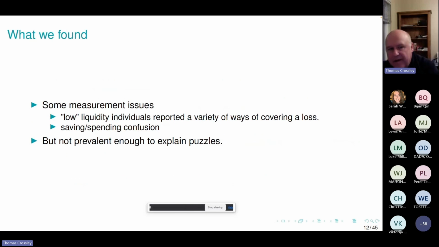So what did we find? Well, we did find some evidence of measurement issues. In particular, we did find that some low liquidity individuals reported alternative ways of covering a loss that suggests that they're more liquid than you would think from just looking at their assets or how many months of income they have in liquid assets. We did find some evidence of saving-spending confusion.